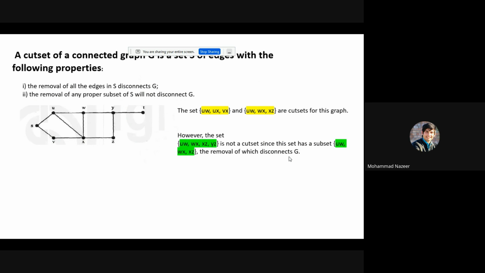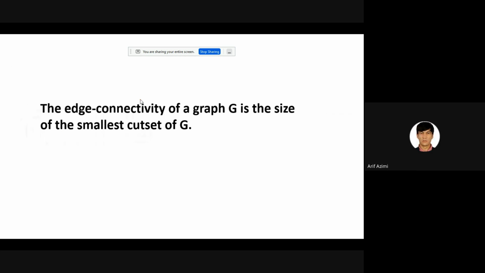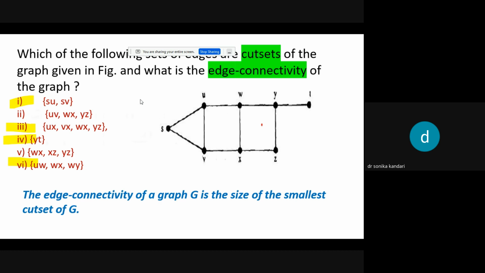So here we can remove multiple edges. And what pairs have we formed? UW, this one. Then UX, this one. And then the third one is VX. We have removed these. It will break the graph into two disconnected components. Is it clear, class? Yes. You can have multiple combinations.